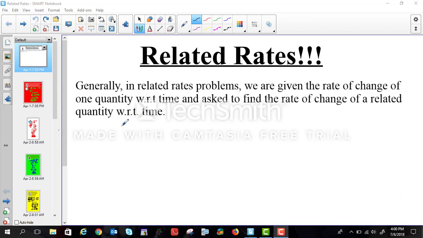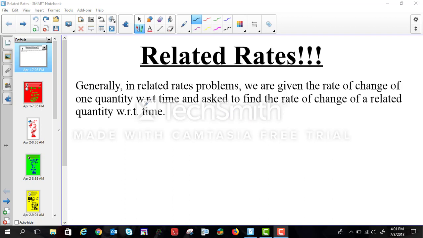All right, so we're going to discuss related rates, which is another application of derivatives. And we're going to say this basically, mathematicians aren't very creative with their names, shall we say. So related rates describes exactly what it means. We're going to take a rate of change, so there's the rate, and we're going to relate it to another rate.